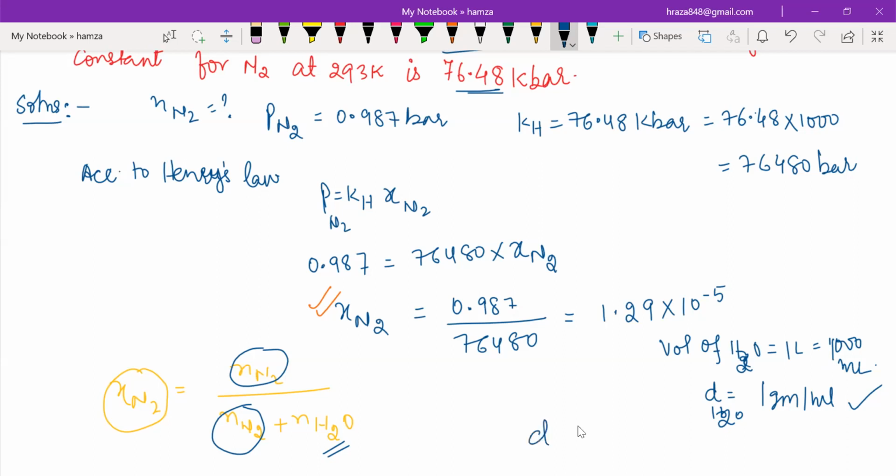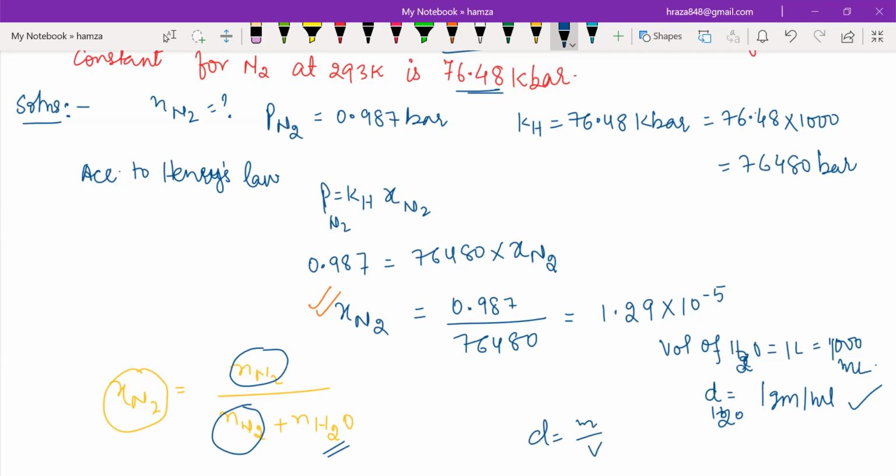Density is equal to mass upon volume. So for the mass of water, 1 into 1000, so the mass of water is 1000 gram. So we can easily calculate the number of moles of water. The number of moles of water will be mass, that is 1000 gram, upon molar mass, that is 18. So if you divide it, it will be 55.5 moles.